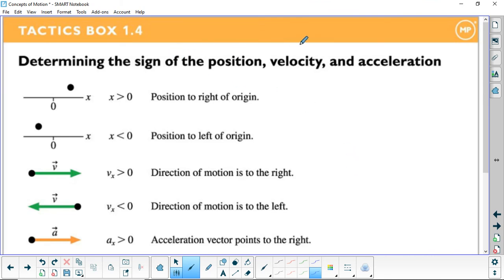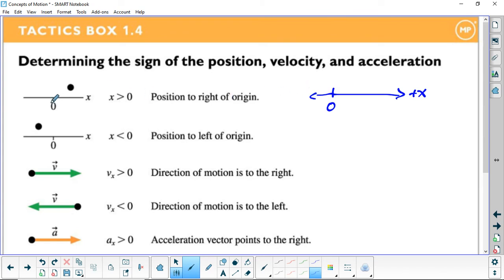Determine your sign of position, velocity, and acceleration in your packet. You need to decide if things are positive or negative. So we're going to just stay in one dimension, and here are our rules for one dimension. Our positive x-axis is our positive x direction. We define the origin as 0, and anything to the left of the origin is going to be negative in the x direction.